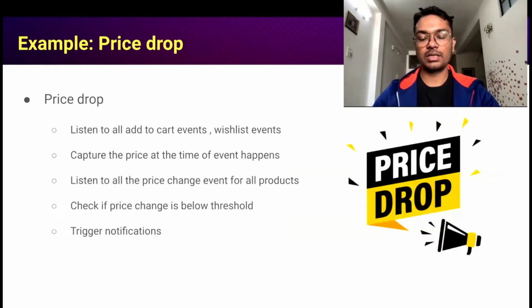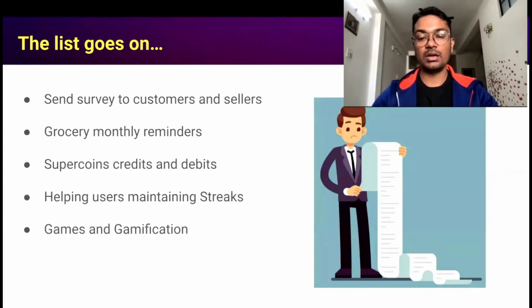Let's take another example. A product's price can vary depending on various conditions. A customer may have shown interest in buying the product, but may not have purchased it for some reason. We might want to nudge our customers whenever there is a price drop to make them purchase. So what are the steps to achieve this? We need to again listen to all add to cart events and wish list events. We have to capture the price at the time of the event, and then listen to all the price change events. Then we need to check if the price changes above a threshold, and then finally we can send the notification. So we have just seen the tip of the iceberg.